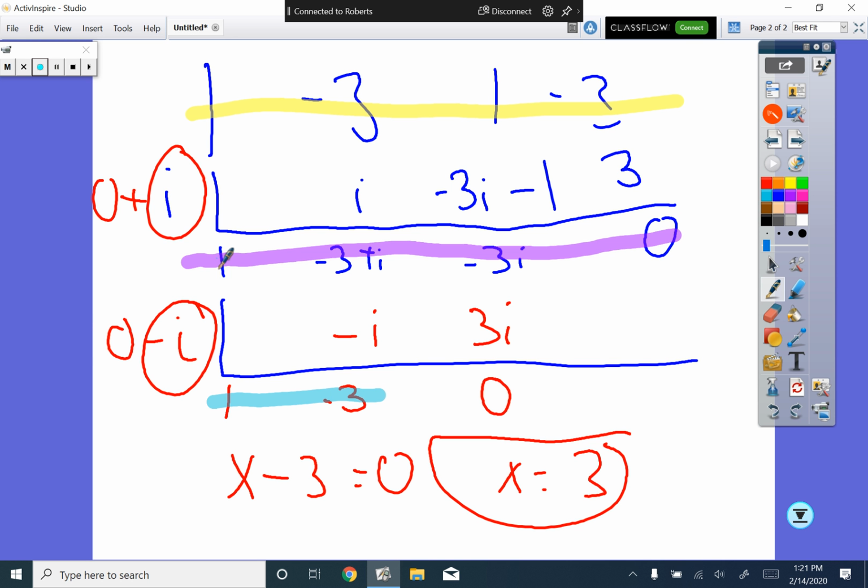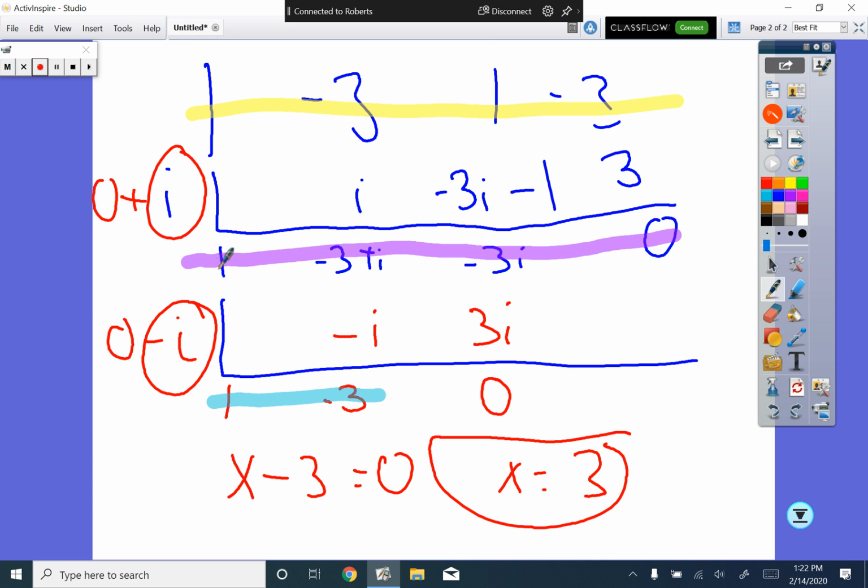And sometimes they might give you a 0 to say, okay, here's 1 zero, find the rest. Okay? All right, guys, ready for another one?